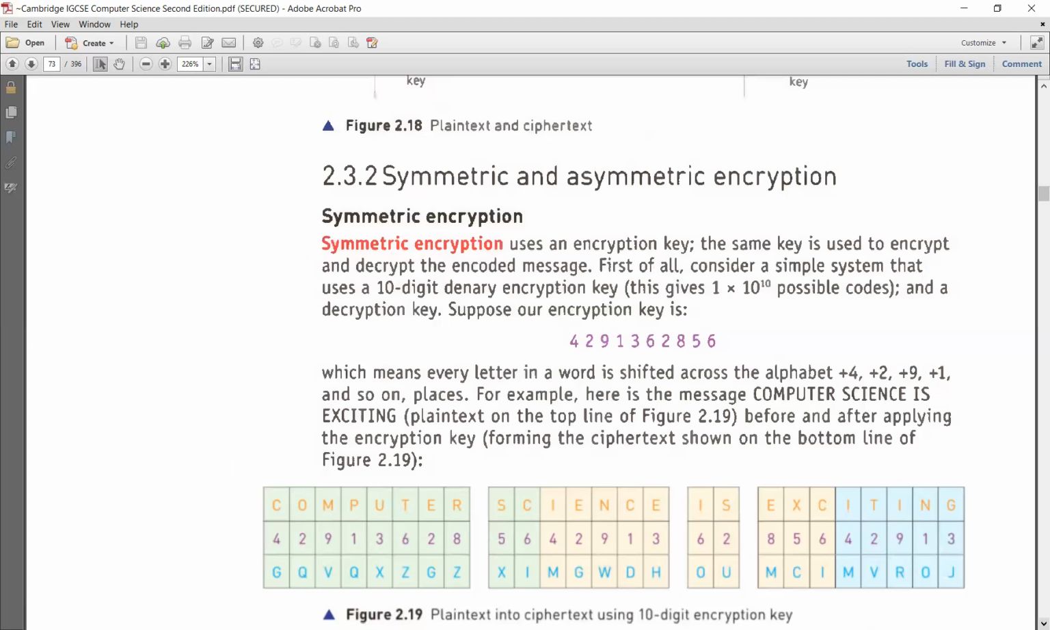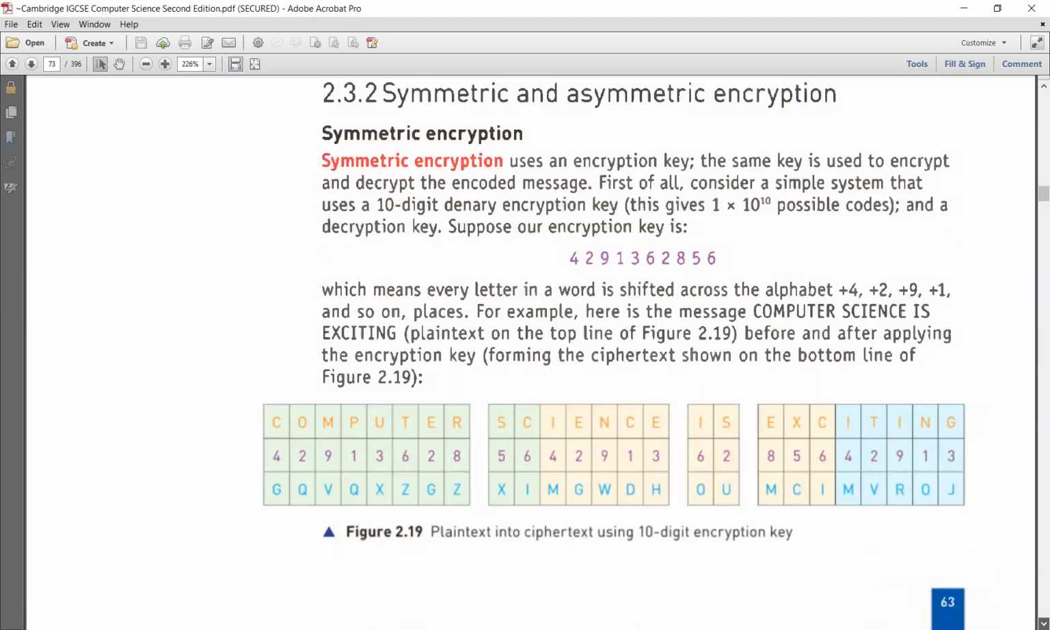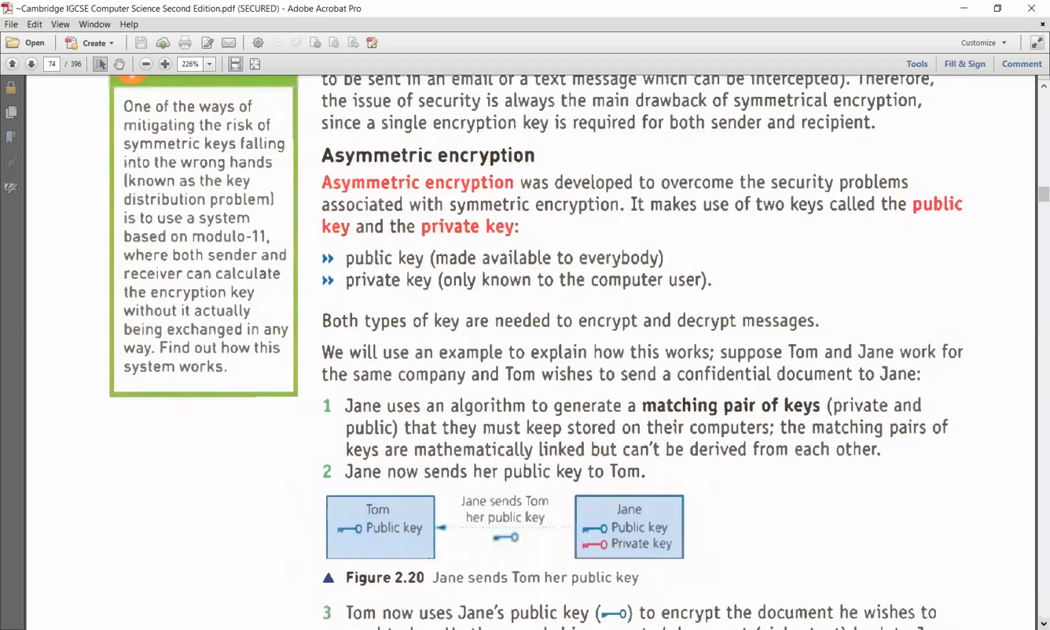This is not a very secure method, because it can be intercepted, and the hacker can decrypt this message. On the contrary, asymmetric encryption deals with the concept of public and private keys. The public key is available to everybody, and the private key is only known to the computer user. The data will be decrypted using the private key, available only to the person who has it, so it is more efficient and more secure as compared to symmetric encryption.